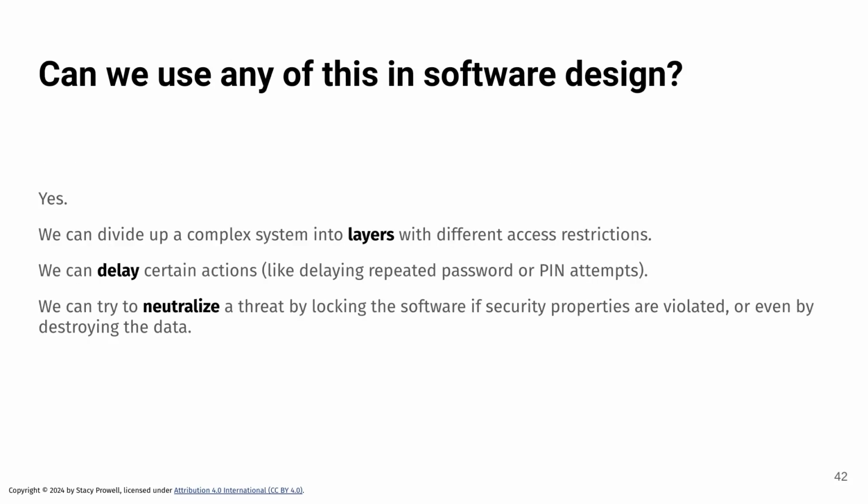All right, can we use any of this in software design? Absolutely. Divide a complex system into layers, and the layers can have different access restrictions. In fact, we'll talk more about that a little later on. We can delay some actions, right? Your phone, for example, does this. You enter a bad PIN. You enter a bad PIN again.